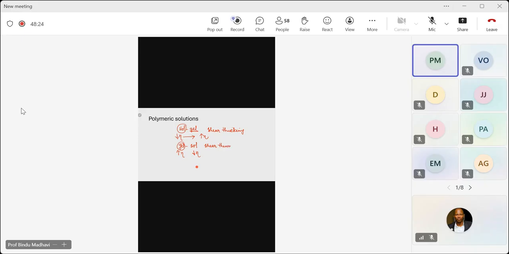Generally, polymeric solutions will have gel to sol formation. And what is the drop in viscosity that they are showing? Whether this drop in viscosity is going to influence the process or not, whether this drop in viscosity is going to influence the stability or not. So we need to be very, very careful about all these things.